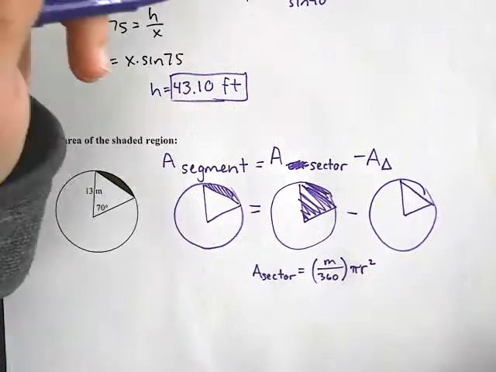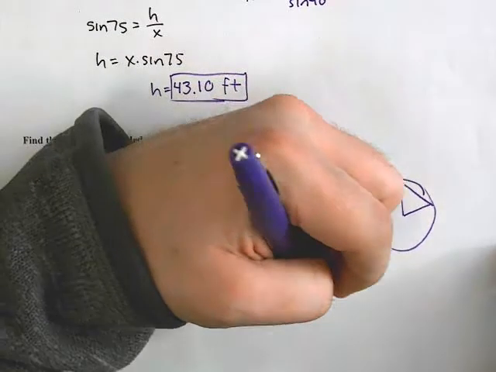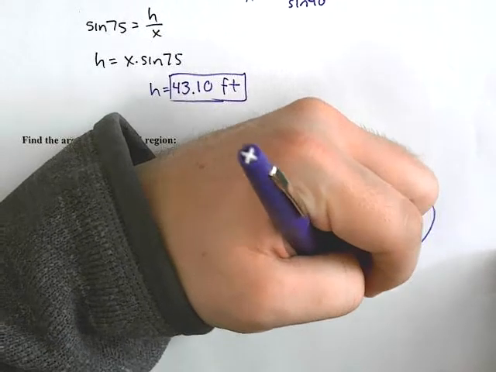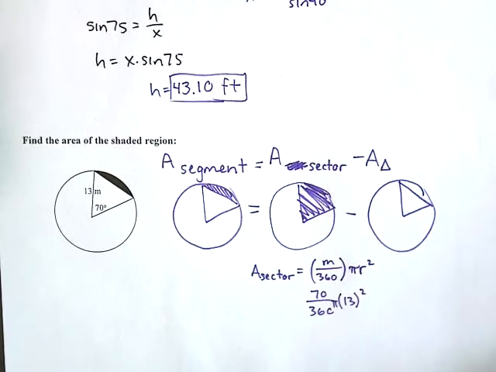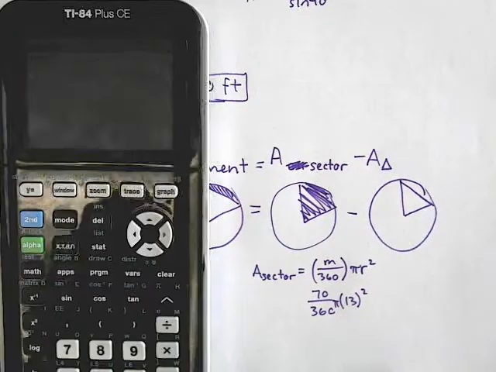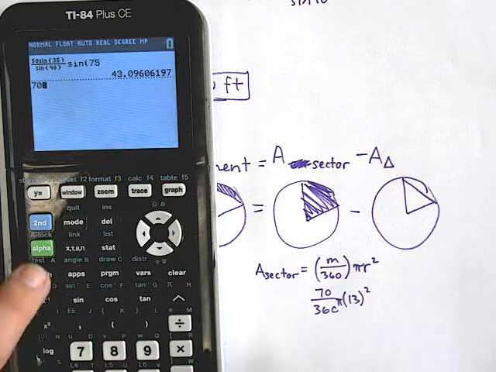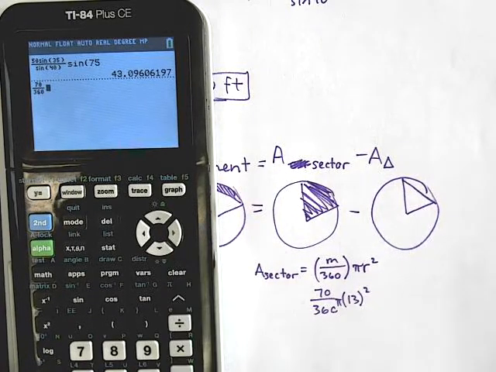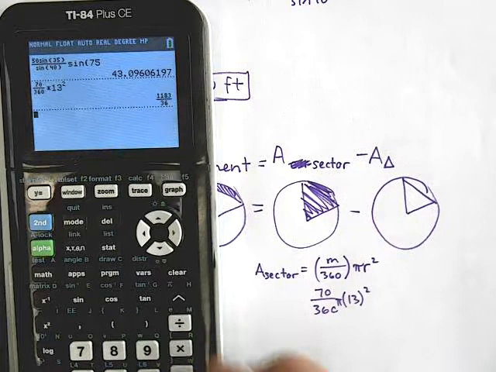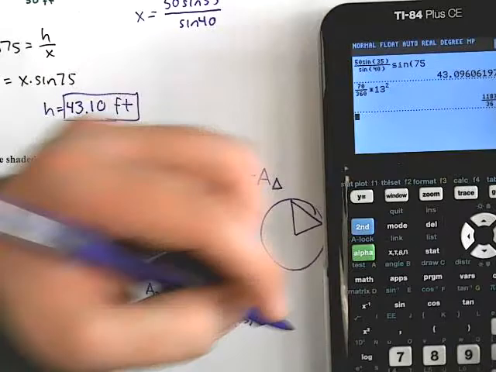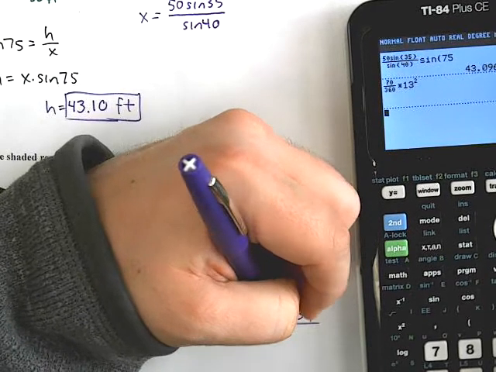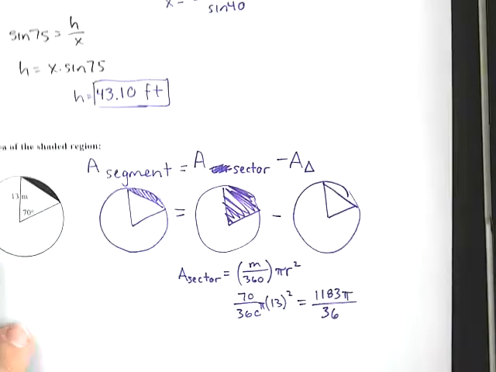So let's plug some stuff in. I know that my angle is 70. I know that my radii are 13. Oop, I missed the pi. 13 squared. Alright, so 70 over 360 times pi times 13 squared. Let's see if it'll do that nicely. I'll leave it like that for now. So 1183 pi over 36 would be my area of the sector.